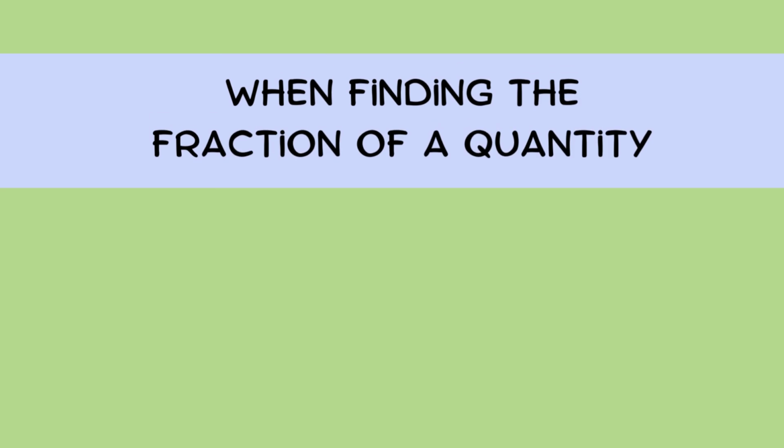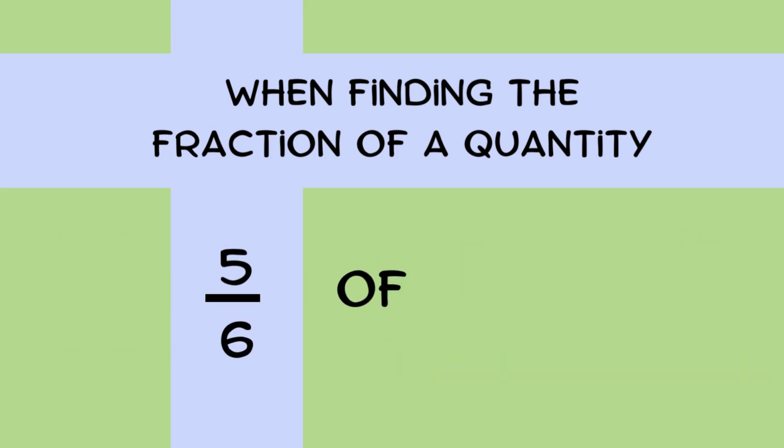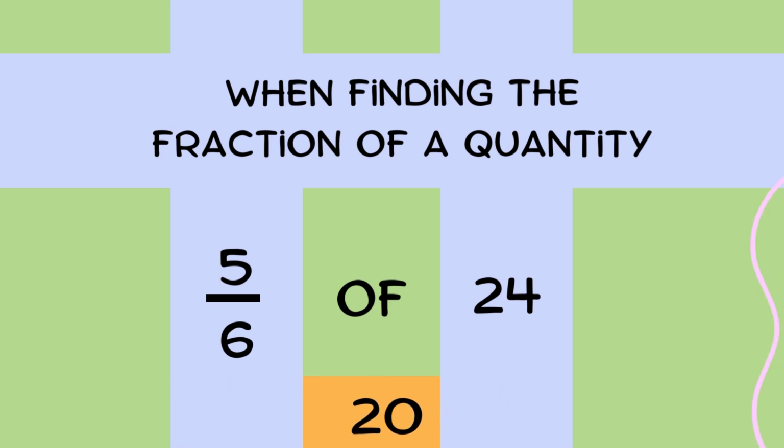As a rule, when finding the fraction of a quantity, we simply divide by the denominator and multiply by the numerator. For example, say we wanted to find 5/6 of 24. Firstly, we divide 24 by 6, which gives us 4. Then we multiply that by 5, which will give us 20.